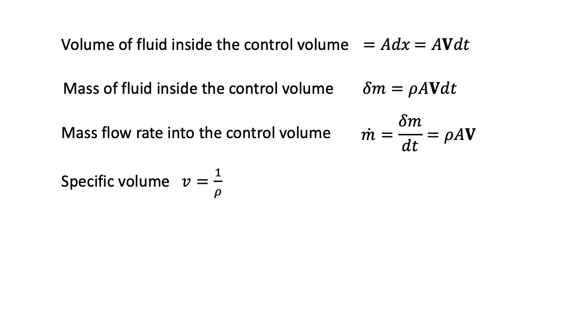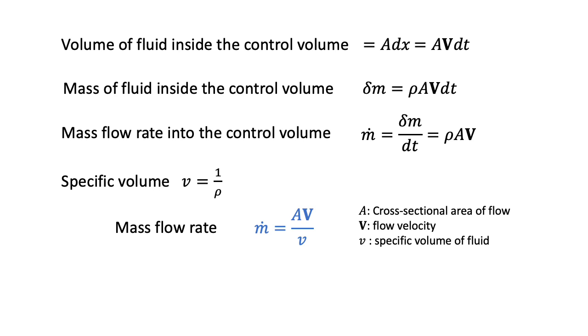We can also write this in terms of the specific volume, which is given by the lowercase v and equals 1 divided by the density. The mass flow rate, m dot, therefore equals A V upon v, where A is the cross-sectional area of the flow, uppercase V is the flow velocity, and lowercase v is the specific volume of the fluid. At steady state, the mass flow rate into the control volume must equal the mass flow rate out of the control volume, and we will just denote that by m dot.